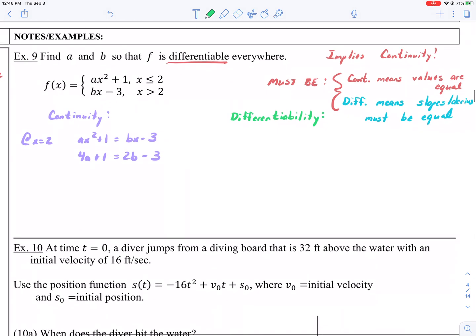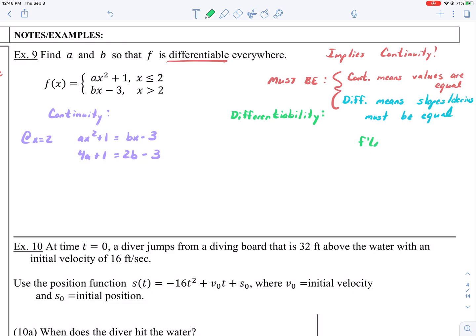So we need to find f prime of x. So let me go ahead and slide this over. Just because it's piecewise doesn't mean I can't find the derivatives. The derivative of the top function is 2ax, right? Oh, I was going to say plus 1, but that's not true. Okay, so 2ax, and then x has got to be less than 2 for that derivative to be true. And then the derivative of bx minus 3 is just b. Remember, if that was a number, we would have that constant. So I'd have b as long as x is greater than 2.